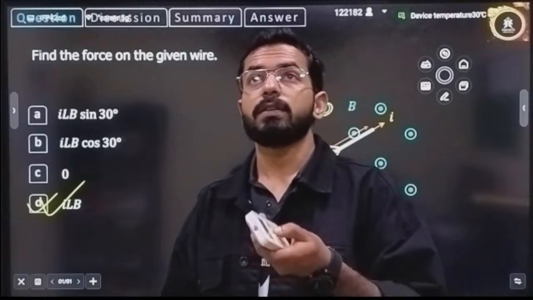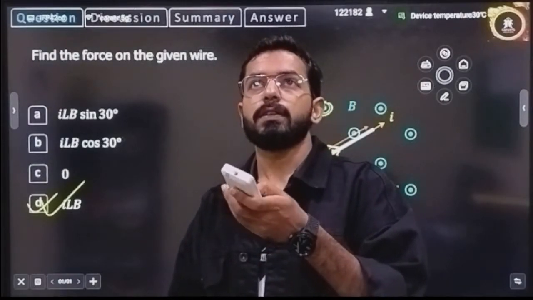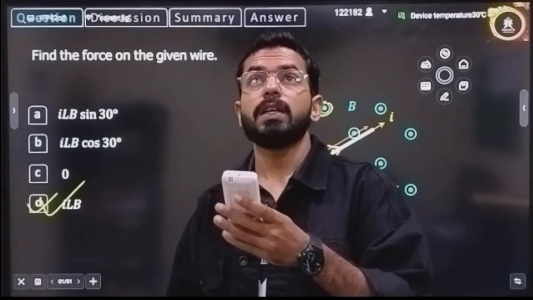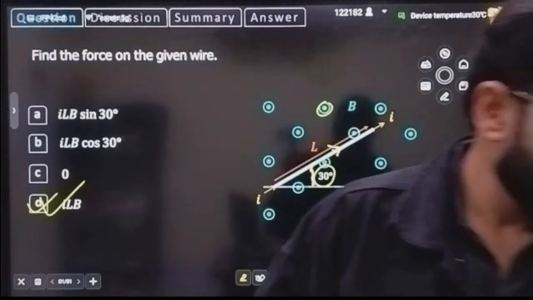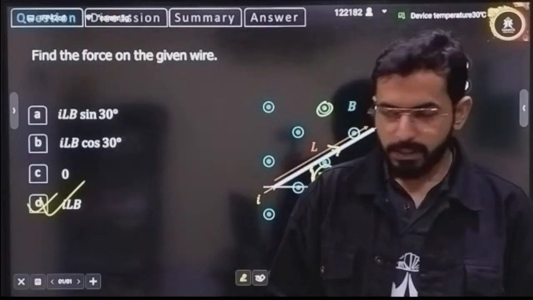I'm feeling so cold here. 18 degrees Celsius. In Shimla and Manali. Correct?